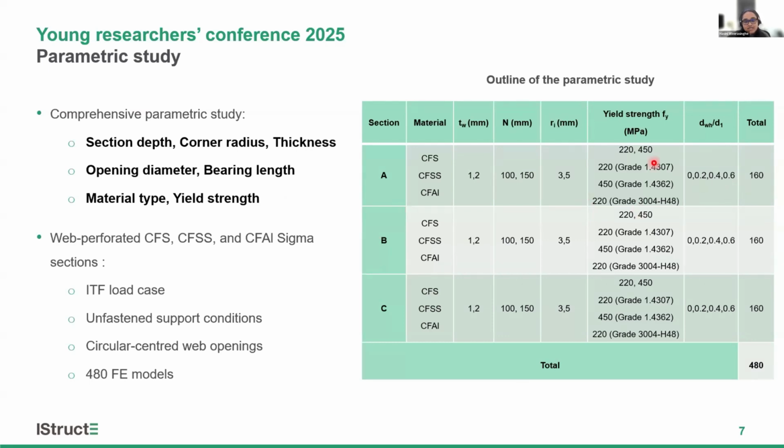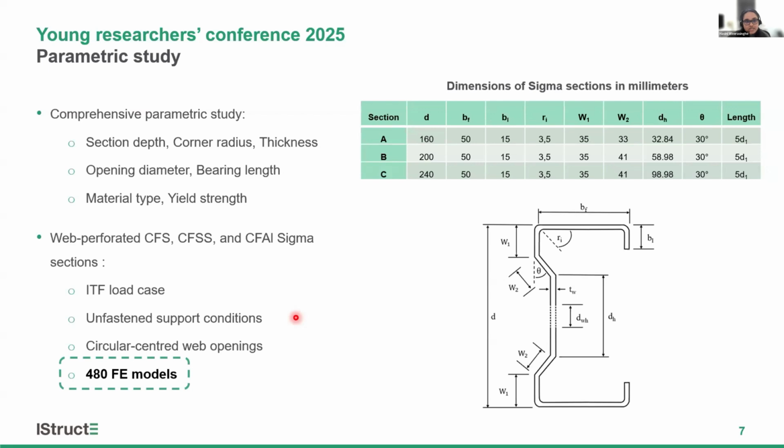And to compare the results between the different materials, we considered a unique yield strength value across all 3 materials, that is 220 MPa. And also we considered 450 MPa yield strength to identify the effect of yield strength on the web crippling strength. So basically, considering the ITF loading condition and unfastened support conditions, we developed 480 finite element models.